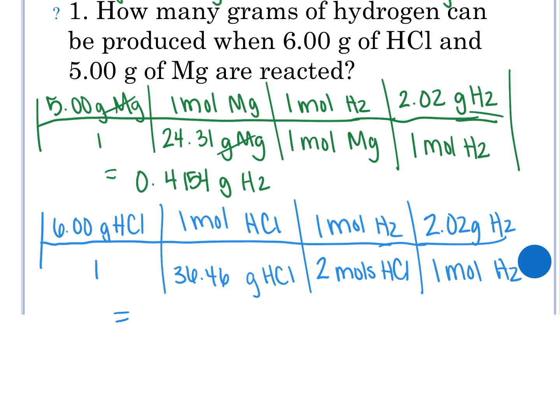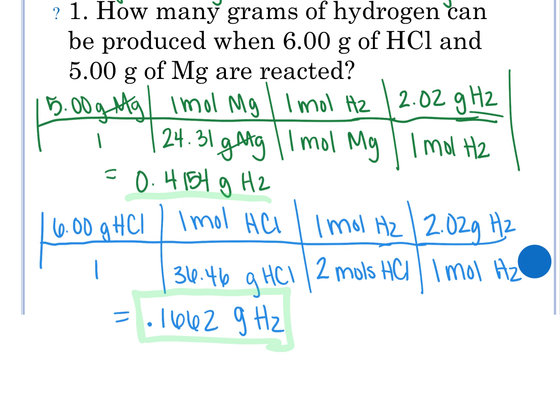What are we getting for this one? 0.1662. Okay, so like 0.1662. Okay, so now we have to look at both of those answers. Okay. And how do you know which one is the correct one? Smallest. Okay, always the smallest. So which one's the smallest? 0.166. Okay, so this one.